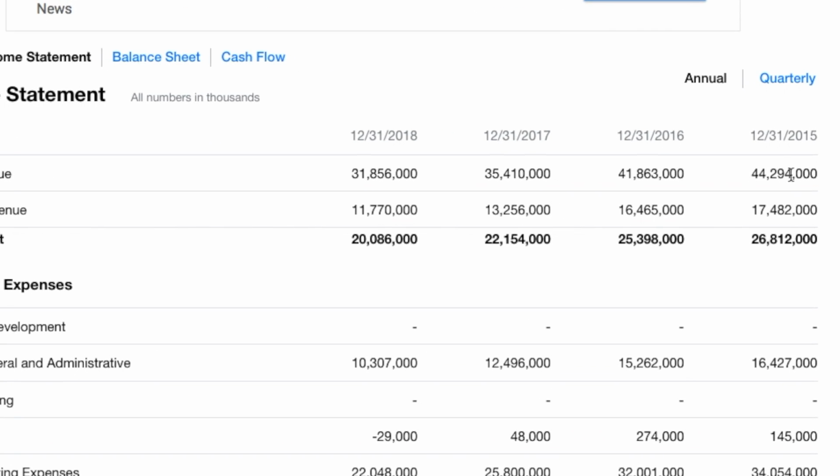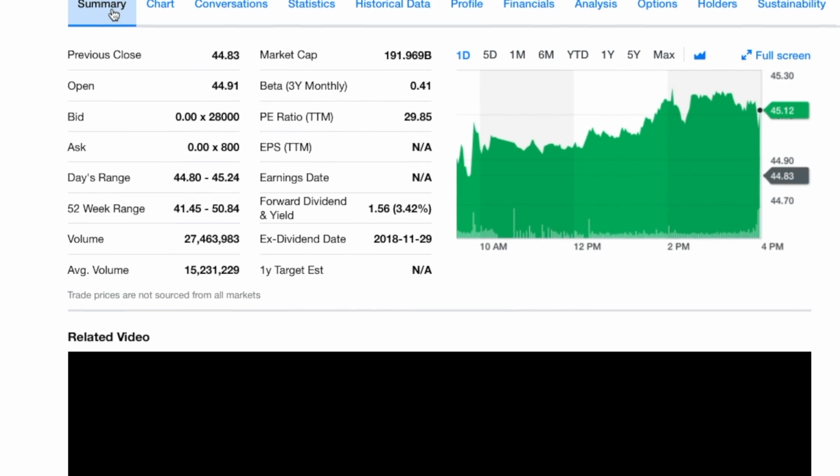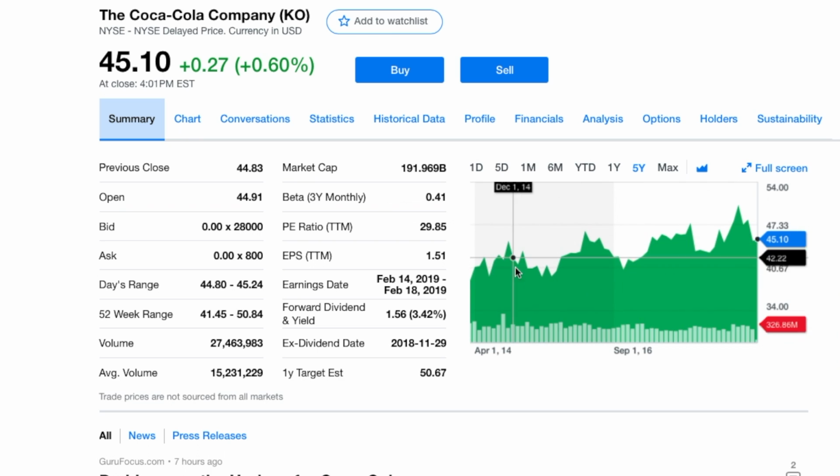Coke's revenue has actually dropped. It went from 44 billion to 31 billion. But Coke is a value stock. And because of that, their stock price hasn't crashed. Their stock price has actually gone up, even though their revenues have gone down. It's likely, though, that Coke's profit has remained at a relatively high level.